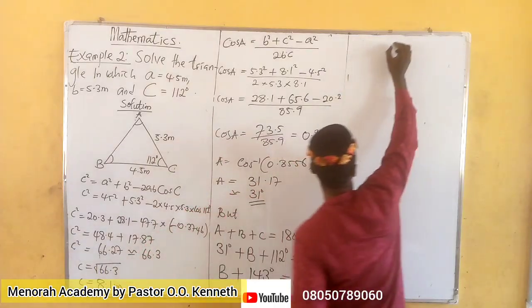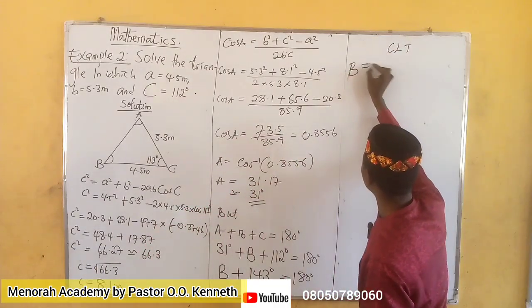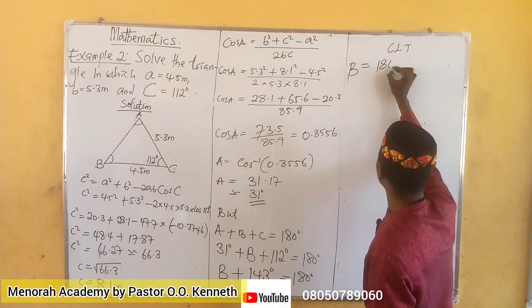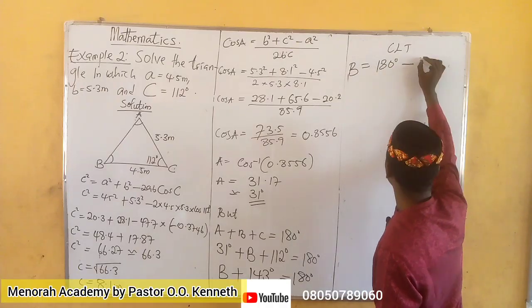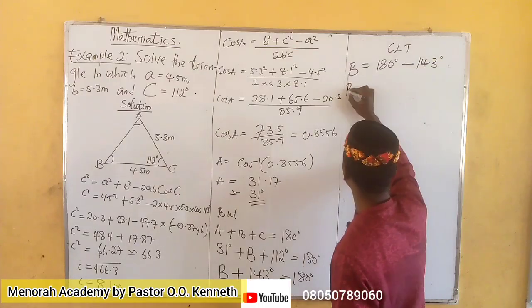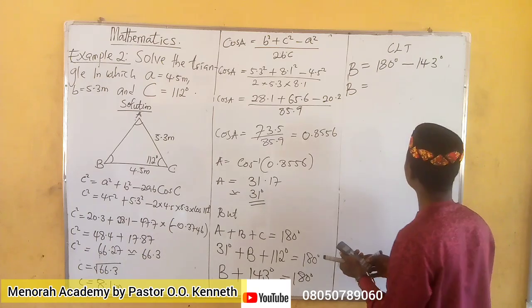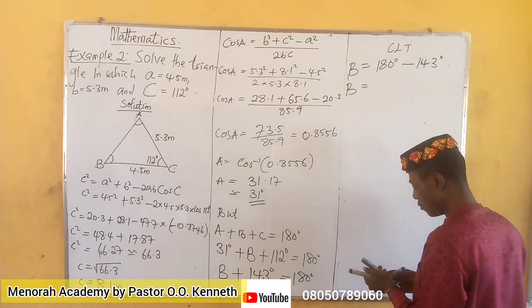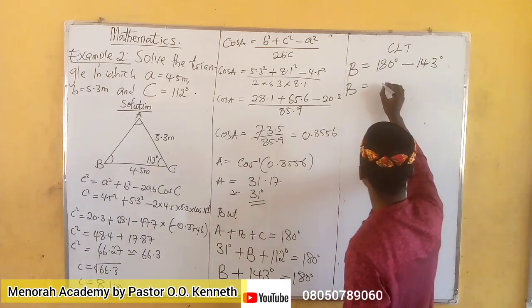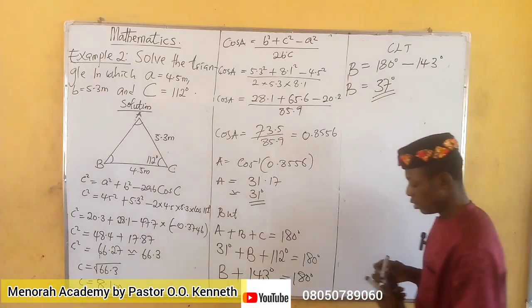So by the time you collect your like terms, you have your angle B now equal to 180 degrees minus 143 degrees. So B now will be equal to 180 degrees minus 143 degrees, which is going to be 37 degrees. So our B is 37 degrees.